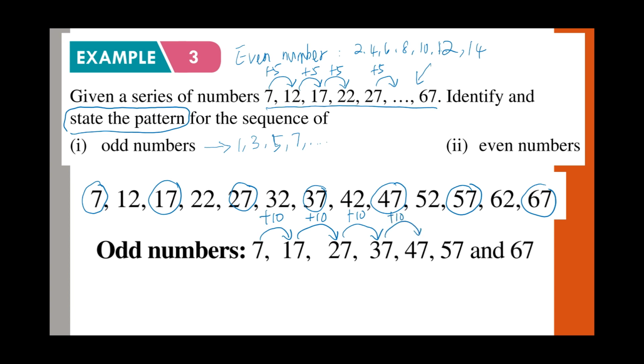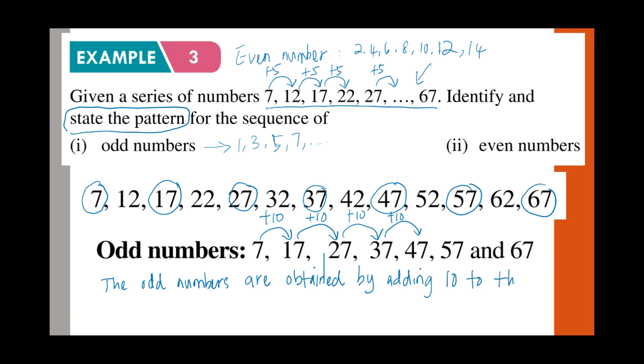So how do you describe the pattern of the sequence of this odd number over here? Let's start with the words, the odd number. The odd number. How do you get it? Obtained by adding how much? 10. Very good. Adding 10 to, remember how to describe it? To the? Previous number. Yes, previous number.